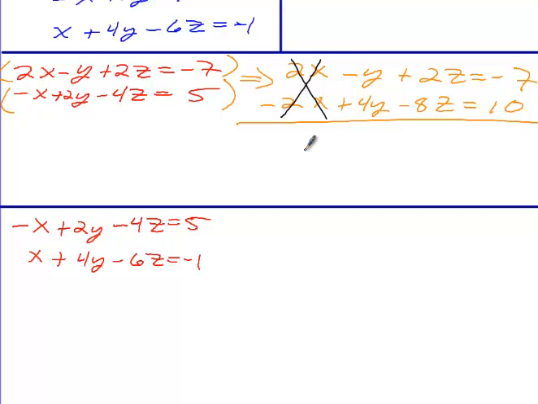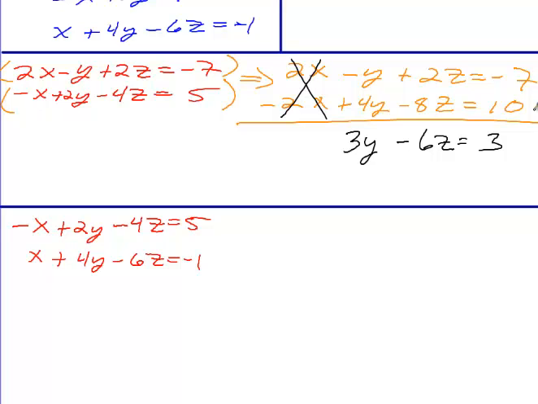What's -y plus 4y? 3y. And what's 2z take away 8z? -4. Wait, -6. -6, there you go. -6z, and what's -7 plus 10? +3, right? Because 10 is bigger than 7, so we keep the sign on the bigger number. Everybody okay with what I did so far?